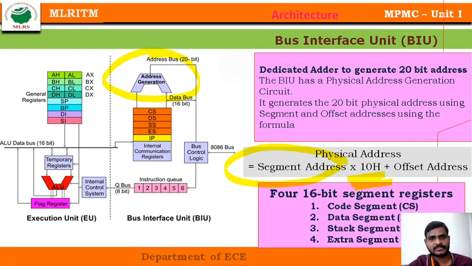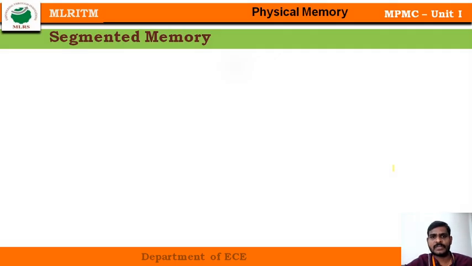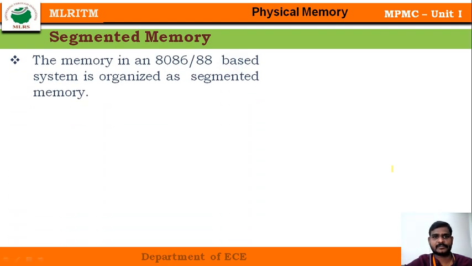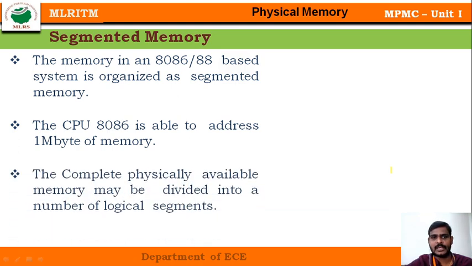As we said, the segment registers are classified as code segment, data segment, stack segment, and extra segment. Then we'll see segmented memory, which means how this 1 megabyte is segmented. The memory of an 8086 or 8088 based system is organized as segmented parts. The CPU of the 8086 can address 1 megabyte of memory locations. The complete physically available memory may be divided into a number of logical segments.